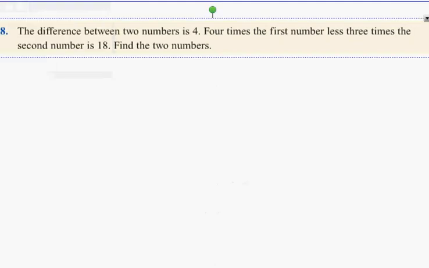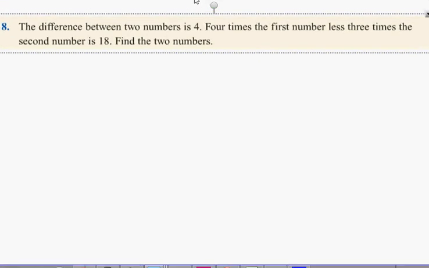The difference between two numbers is 4. 4 times the first number less 3 times the second number is 18. Find the two numbers, okay?